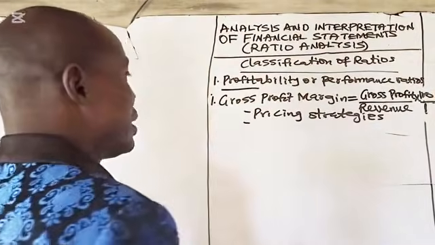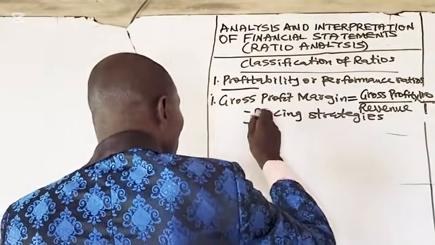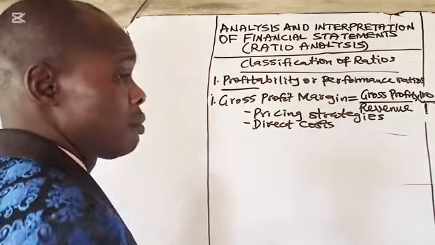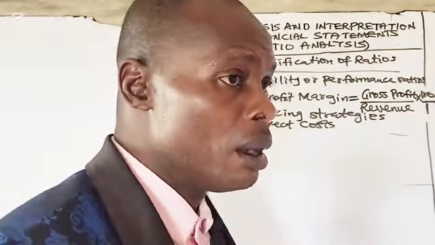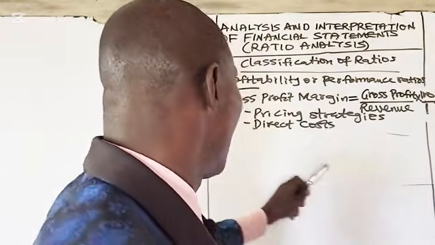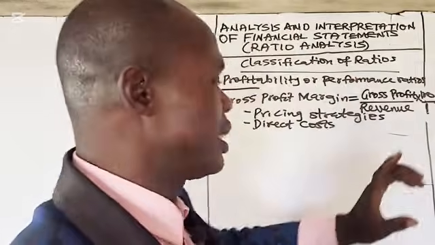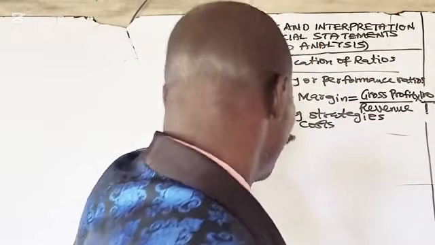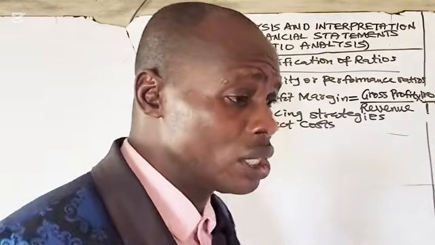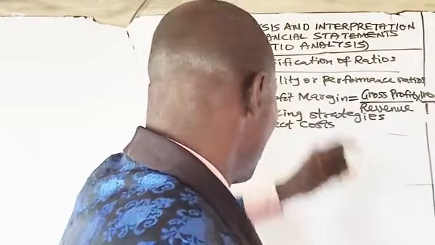Another factor that might cause an increase or decrease in gross profit margin is direct cost. Where direct cost rises, then the gross profit margin might fall, or vice versa. So your comment or even your recommendation should center on these two major aspects. Your recommendation or your discussions on gross profit margin should center on pricing strategies or the effect of the direct cost on the profit margin.